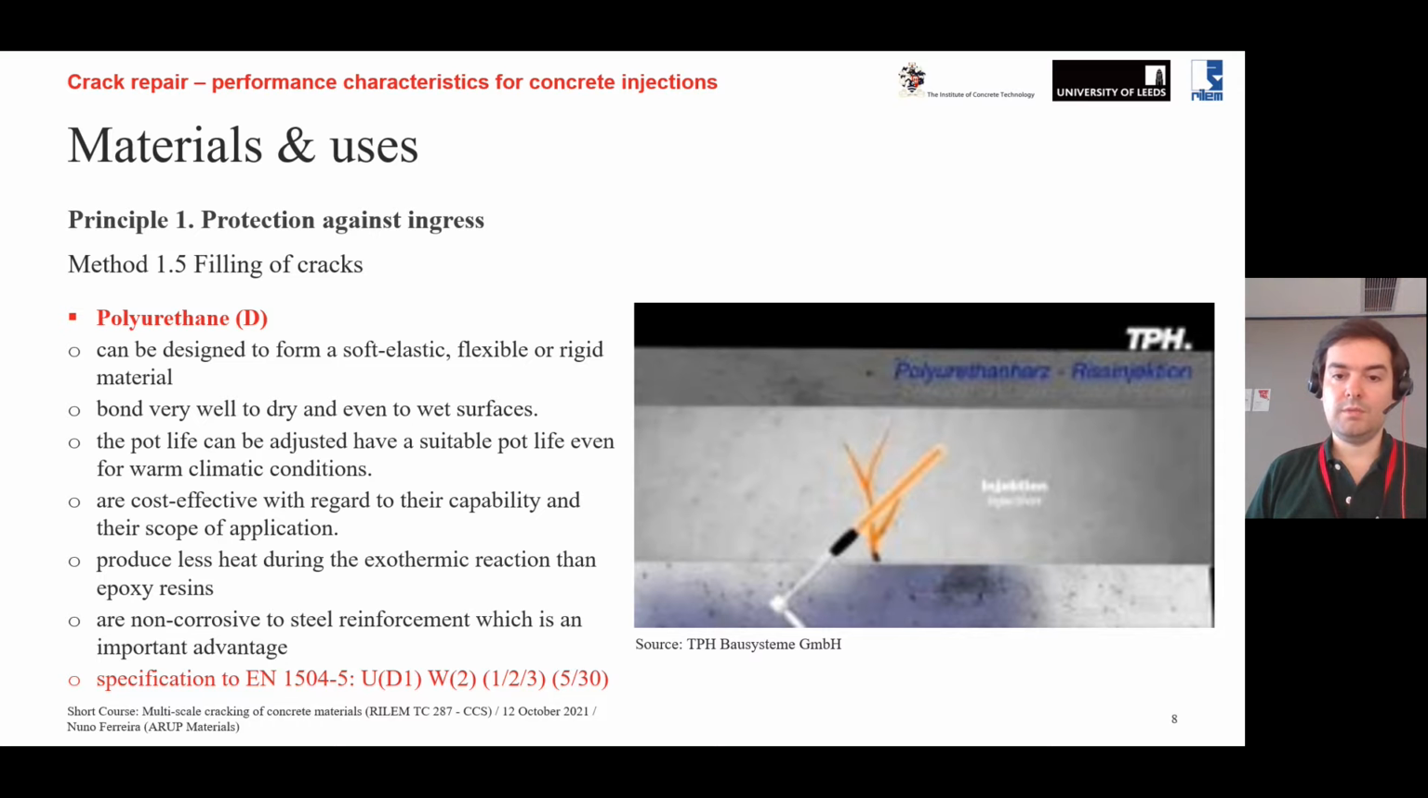So the very difference between these and the epoxies is that we generally tend to use steel packers. So injection packers are inserted across the different sides of the crack, following a specific pattern. Usually the distance between packers is about half the thickness of the element that we are injecting. And then we fill the crack.